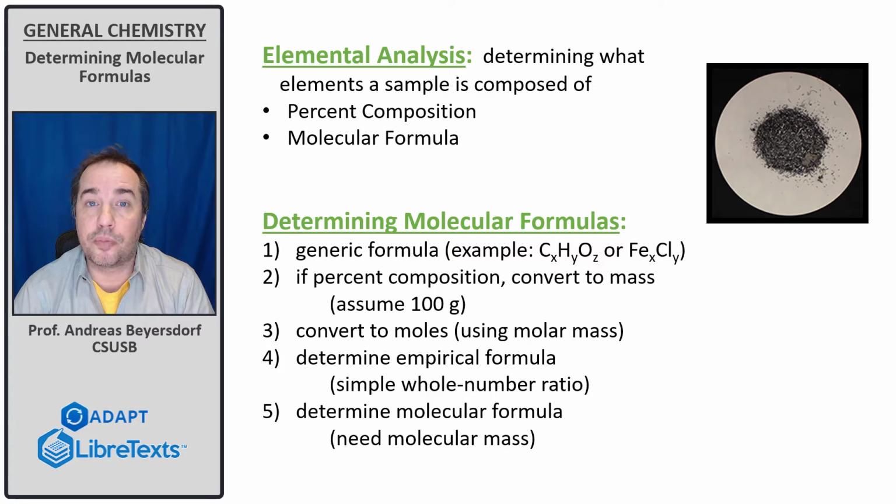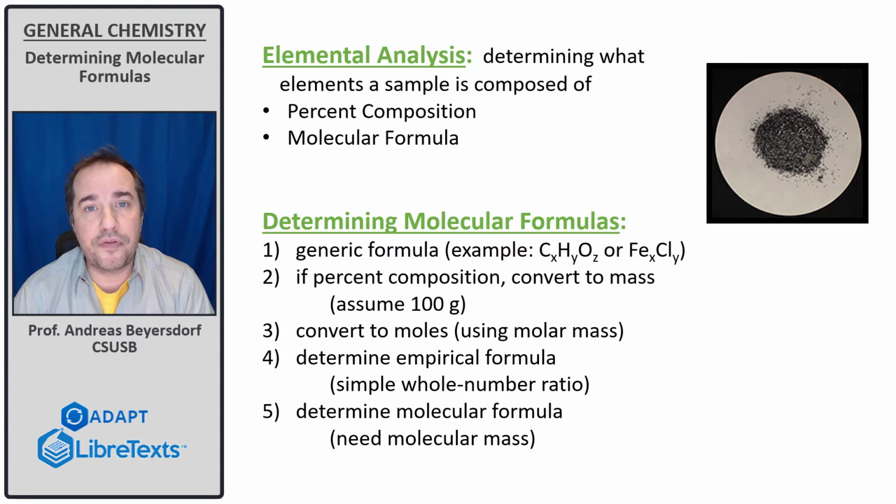Elemental analysis is the process by which we determine what a sample is composed of. We can either figure out its percent composition or determine its molecular formula. Below are the steps for determining the molecular formula of a sample. The first thing we have to do is write out a generic formula.